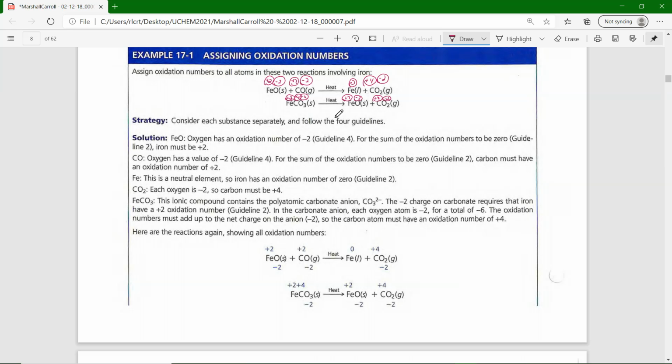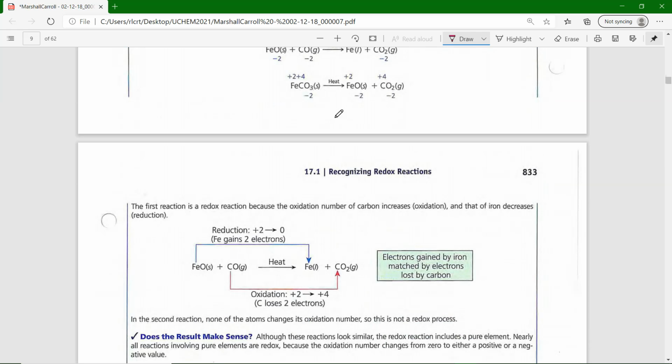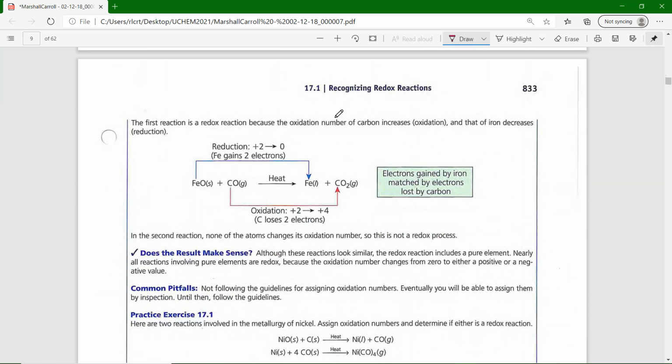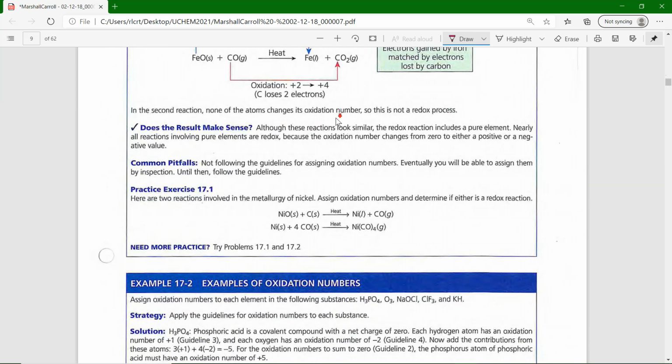Is all this good? FeO -2, iron +2, oxygen -2, carbon +2, iron 0, oxygen -2, carbon 4. Good. Second one. So plus iron is oxidation number 2, carbon's +4, and then they summarize the oxidation numbers. And for some reason they put the oxygens underneath. I think that's because otherwise it would get too crowded. So I talked about the reduction and the gaining. And again, yeah, it's not a redox process.